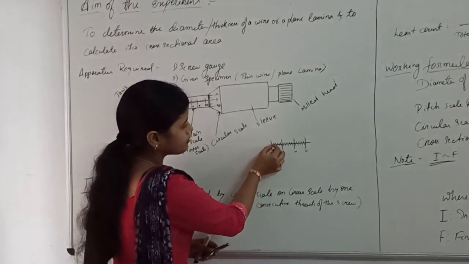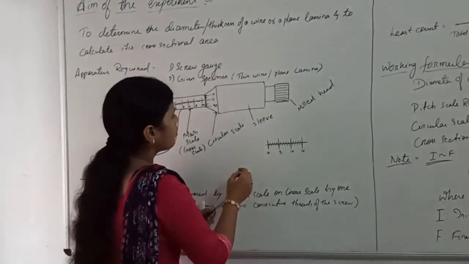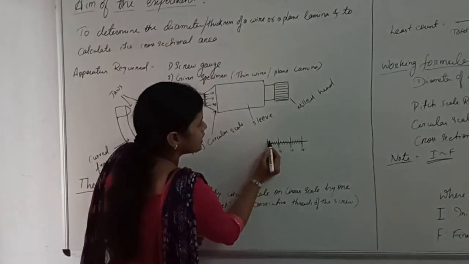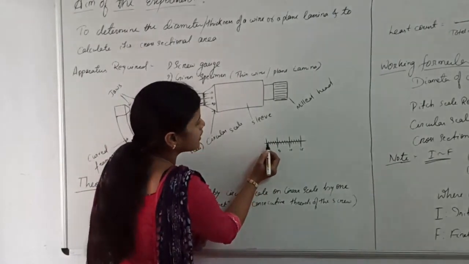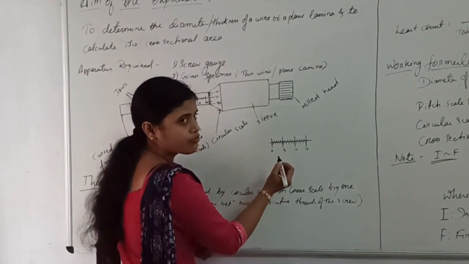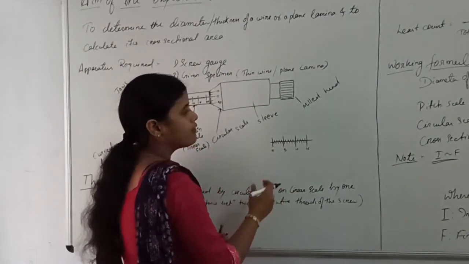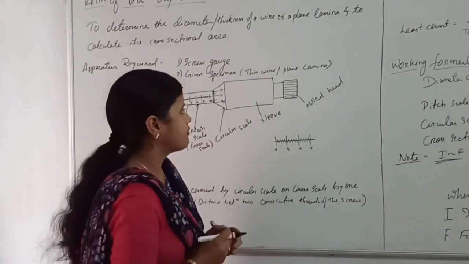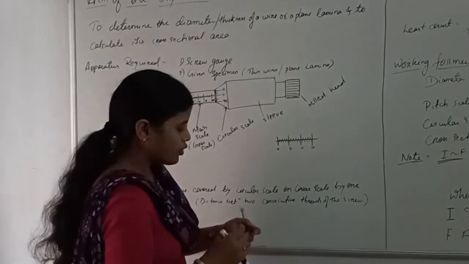In some scales you will also see another division between two divisions. As you know, between these two it is 0.1 centimeter. When you have another division between these two, it will give you 0.05 centimeter. It will depend. I will show you in the real screw gauge how these divisions differ. So let me show you in this.